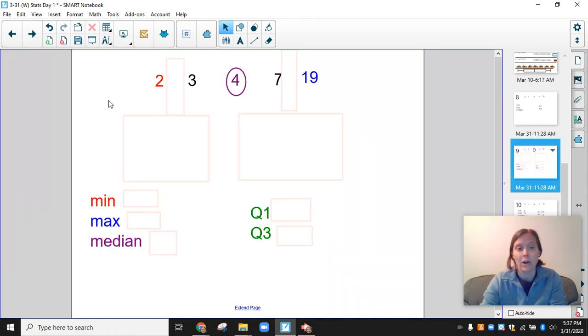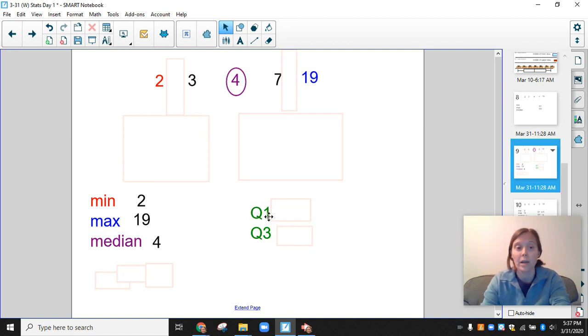Okay, so our min is the smallest number, so that's going to be the 2. Obviously, it's the smallest number. Our max is the biggest number, which is 19. When we count in the middle, we have 2 and 19, 7 and 3, and then we land on the 4 in the middle, so that's our median. And then I circled the 4 just because I want to remind myself that I don't want to use that in order to find the Q1 and the Q3.